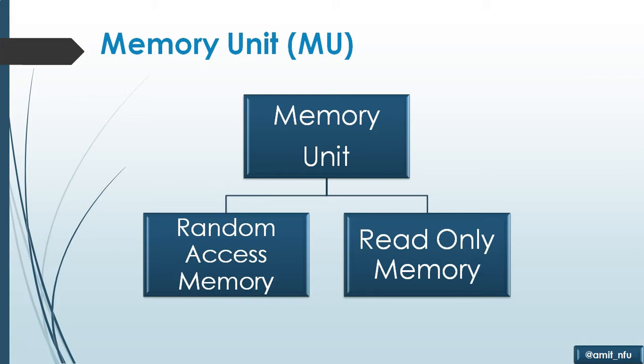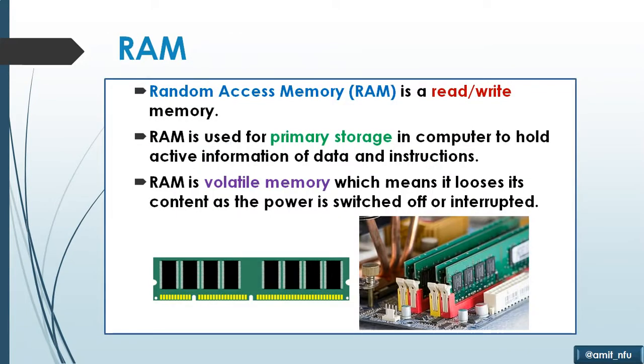So now we'll categorize the memory unit. Memory unit can be categorized as RAM or ROM. RAM is random access memory and ROM is read-only memory. First we understand the RAM. RAM is both a read as well as a write type of memory. We can read from it, we can write on it.